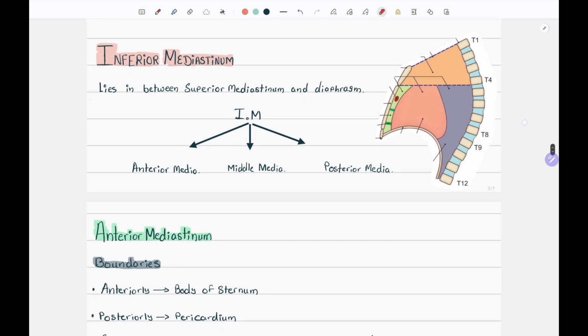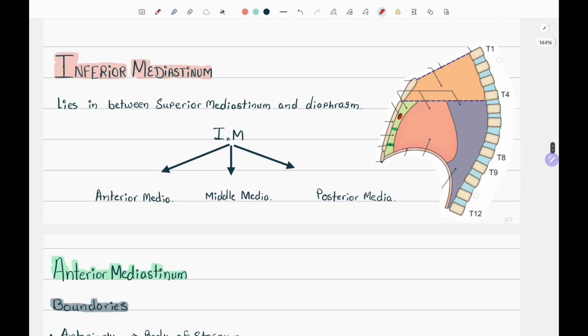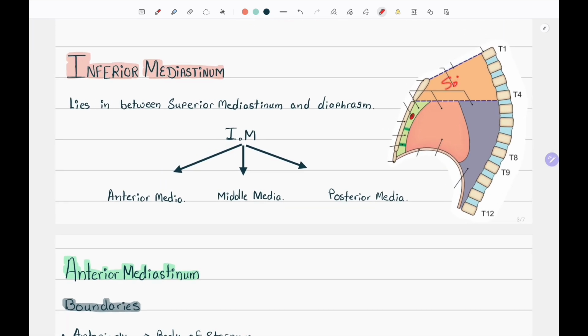Now coming to the inferior mediastinum. So here we are once again. This was our superior mediastinum, and the rest is our inferior mediastinum. The inferior mediastinum lies between the superior mediastinum and the diaphragm. This is our diaphragm. The inferior mediastinum is further divided into anterior, middle, and posterior mediastinum. These are all divisions of the inferior mediastinum.